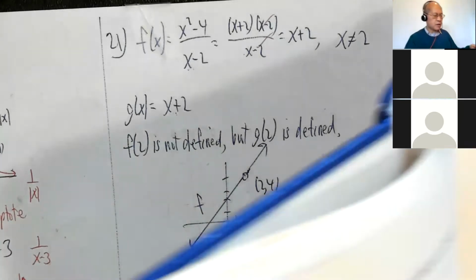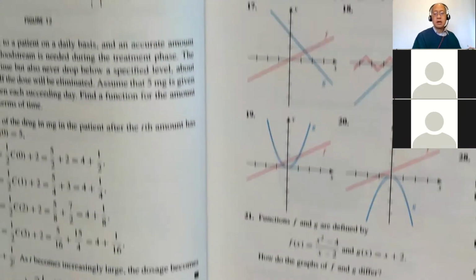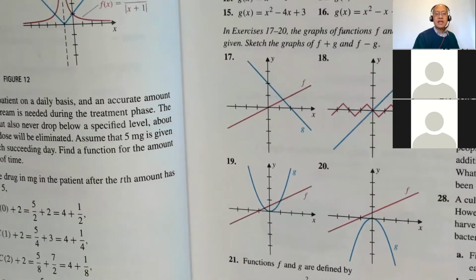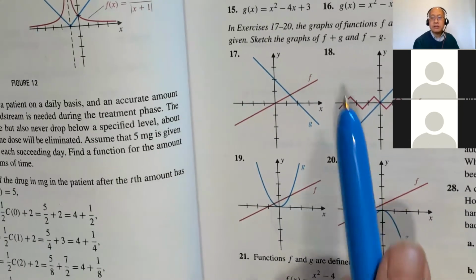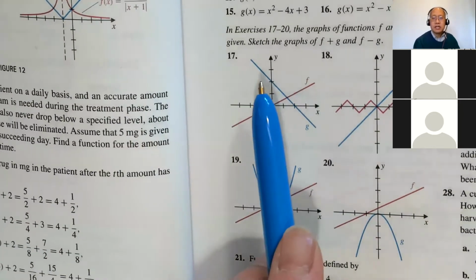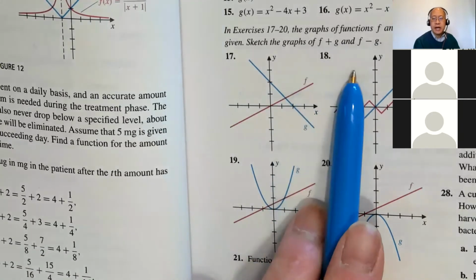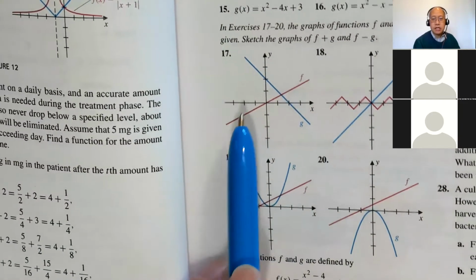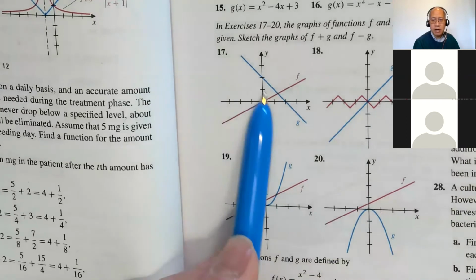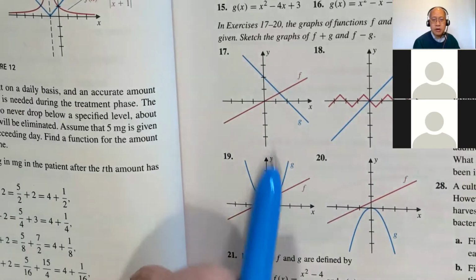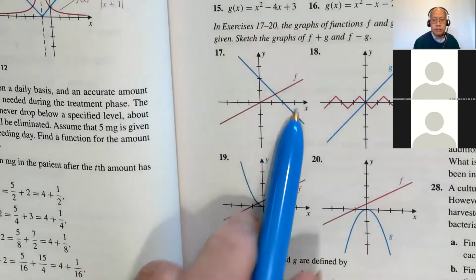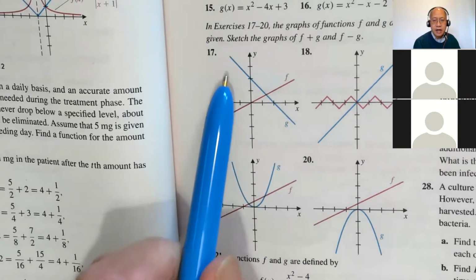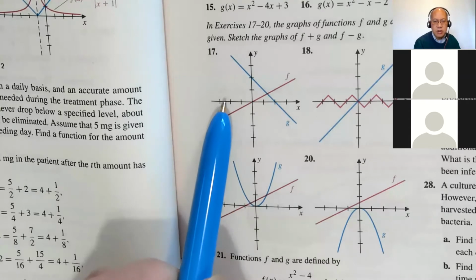Okay, and finally 17 and 19, you're asked to look at the graph. I think the easiest way to do this is just to make a quick table. The graphs of f and g are given. Sketch the graphs of f plus g and f minus g. For 17, it looks like the graph is going down. So I just make a table. It went -2, -1, 0, 1, 2, 3.